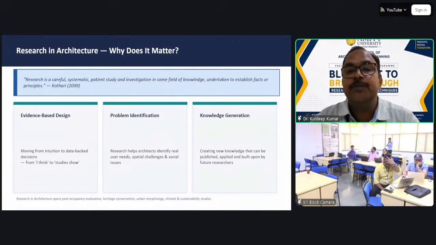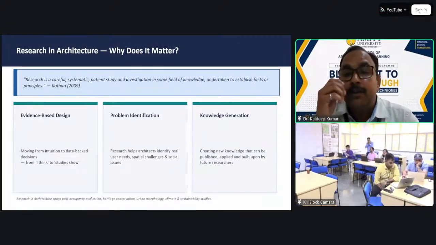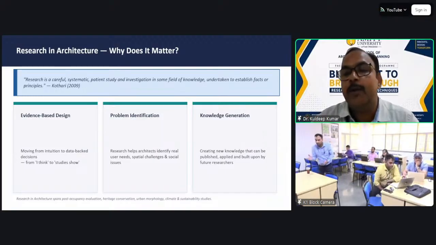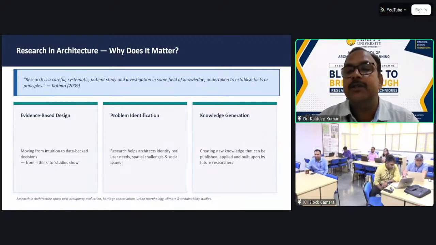Number two is problem identification. Here the research helps us identify the real, felt problems, not imagined ones. For example, what do the residents of a building want? What makes a school unsafe? And how does thermal comfort occur?